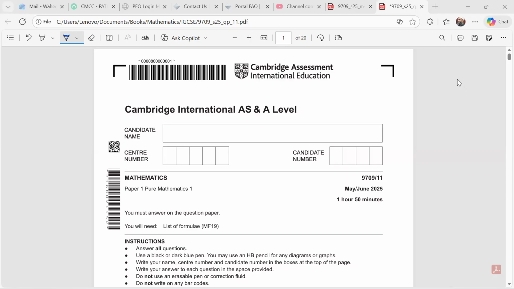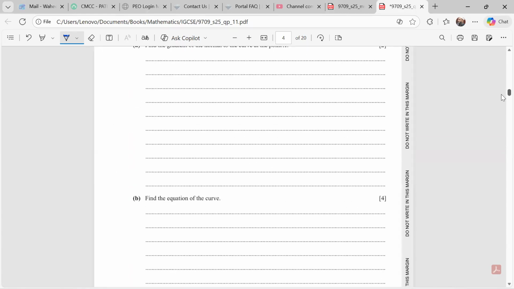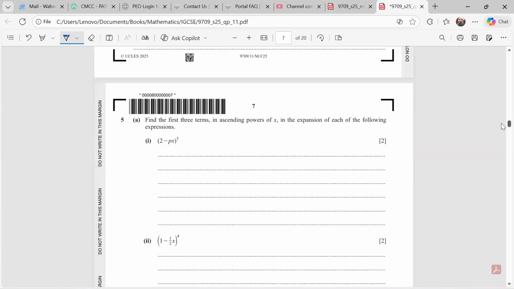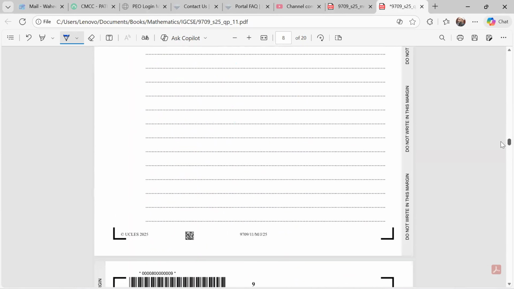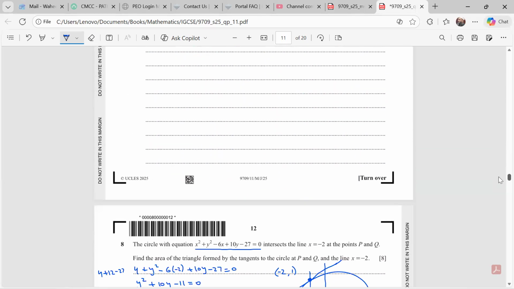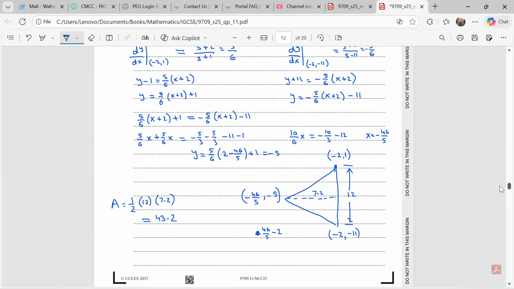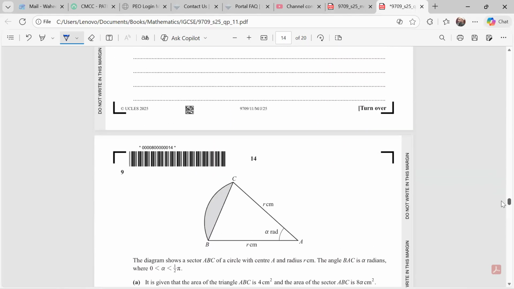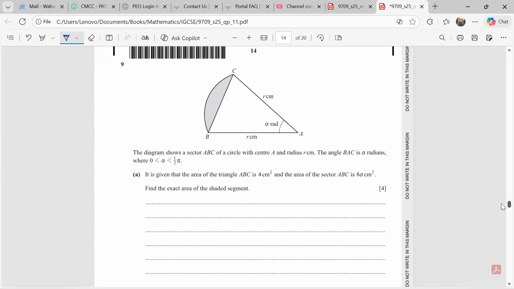So I'll continue solving this Mathematics Pure Math 1 paper. It is from May-June 2025. I have already solved 8 questions of it, you can see in my previous videos. So now I will be doing 9 and 10. So this is 8, I believe. Yeah, this is 8. And I will be doing question number 9.